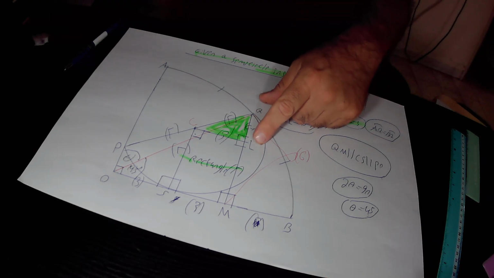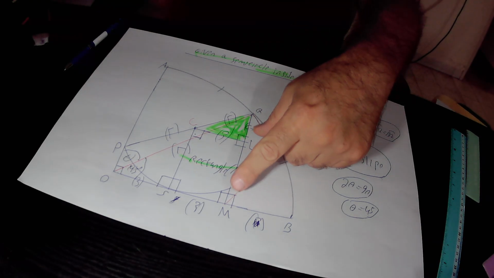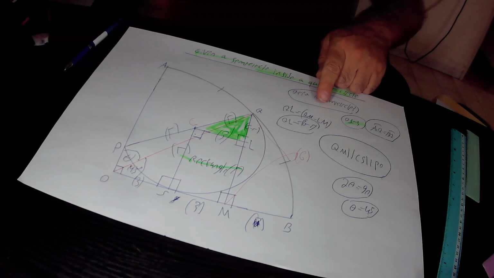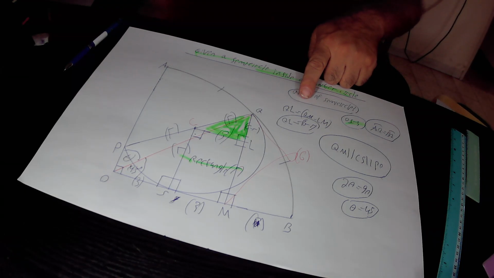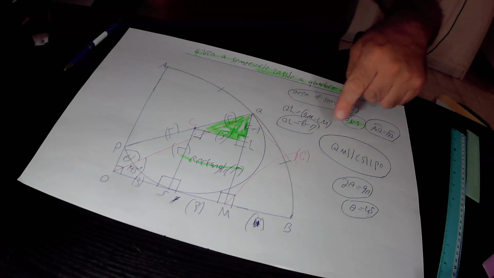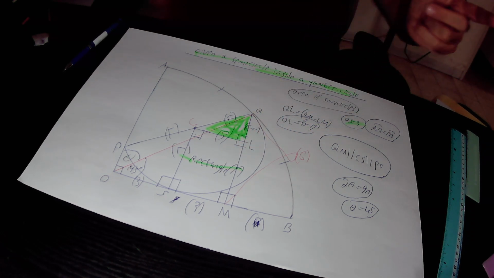What is the length of LQ? LQ equals QM minus LM. So QL equals QM, that is 6, minus LM, that is R. In total, QL equals 6 minus R units in length.